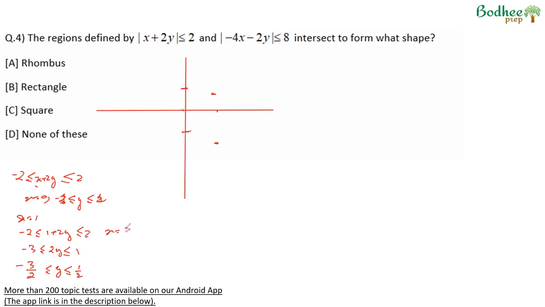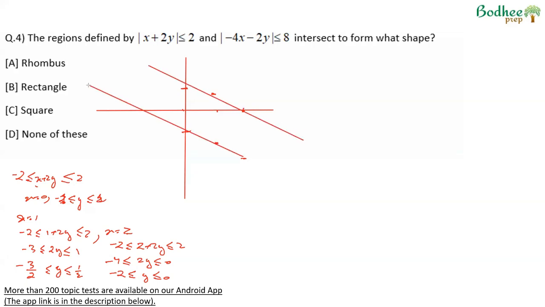Similarly, if we put x is equal to 2, we will get minus 2 less than equal to 2 plus 2y less than equal to 2. Subtract 2 from all three: minus 4 is less than equal to 2y is less than equal to 0. Divided by 2, minus 2 is less than equal to y is less than equal to 0. So when x is 2, y would be everything from 0 to minus 2. So basically, if we join these points, we get two straight lines, one something like this, and the other something like this. These will be parallel lines, and the area in between these lines will be the area enclosed by the region.